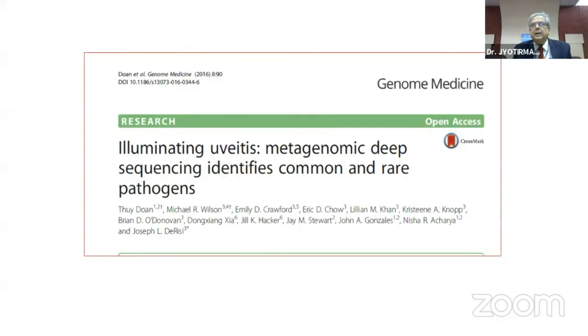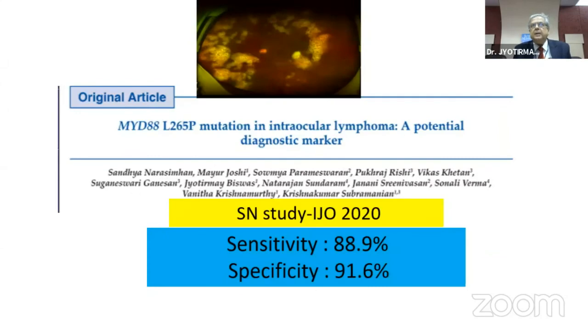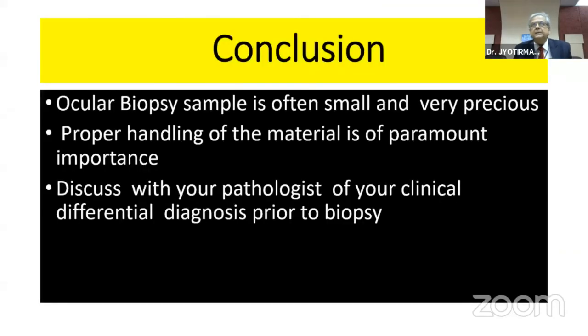What's new is metagenomic deep sequencing, which can identify common and rare pathogens. And last but not the least is the MYD88 L265P mutation, which can be tested in intraocular lymphoma from the vitreous fluid with a sensitivity of 88.9% and specificity of 91.6%.